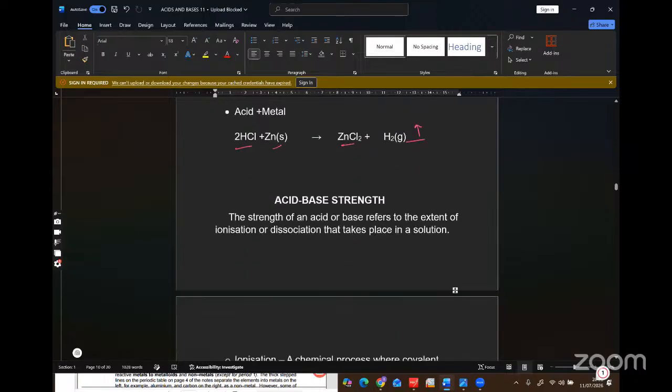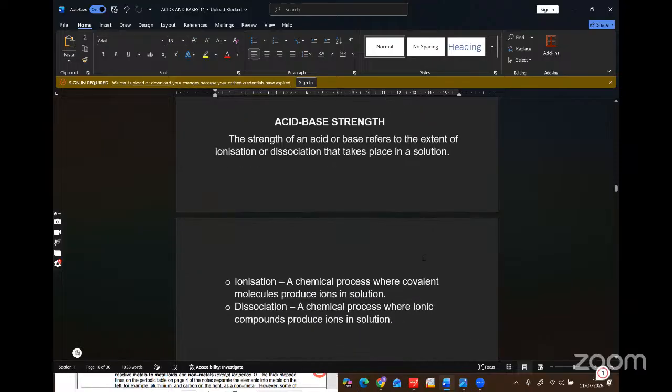Now we're going to talk about acid-base strength. How strong is an acid and a base? Certain acids are strong, certain bases are strong, certain acids are weak, certain bases are weak. So how do we define strong acids and strong bases, and weak acids and weak bases? To understand this, we have to look at two terminologies. The first one is what we call ionization. Ionization is a chemical process where a covalent molecule produces ions in solution. I'm interested in this word, covalent molecule.